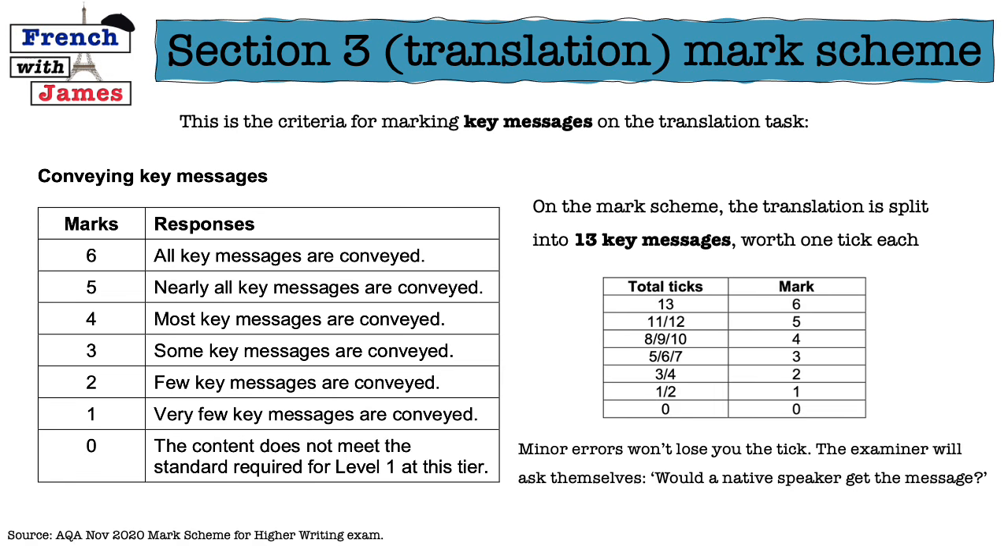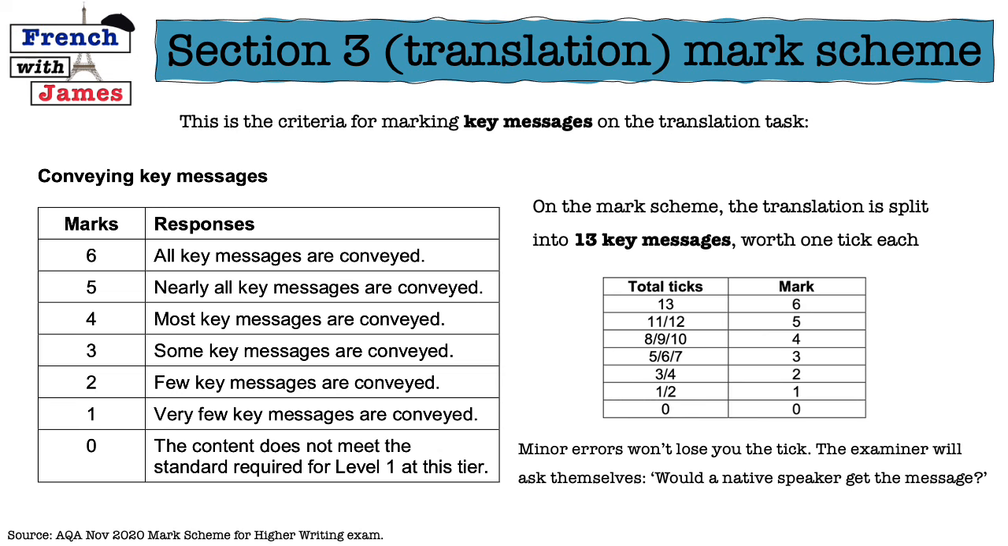Minor errors won't lose you the tick. This is about getting the message across. The examiner will ask themselves, would a native speaker get the message? If you use the wrong article, you use le instead of la, it's not going to make much difference. Someone would still understand what you're saying. So have a go. You can make a few mistakes and still get 6 out of 6 for this part of section 3.